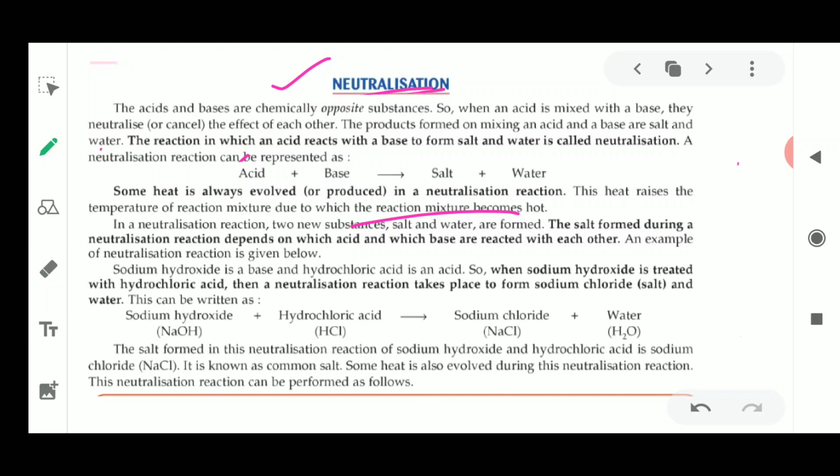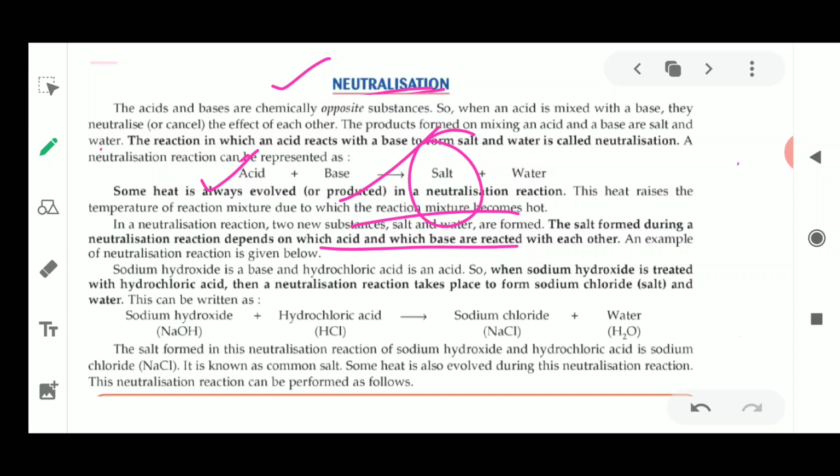The salt formed during a neutralization reaction depends upon the acid and the base which are taken for the reaction. This neutralization reaction makes it very clear that it is a reaction between two substances, one of them acid, another one base. When these two substances react with each other, they form a type of salt. Now salts are of three types. I'll tell you about these three types of salts in the next slide.